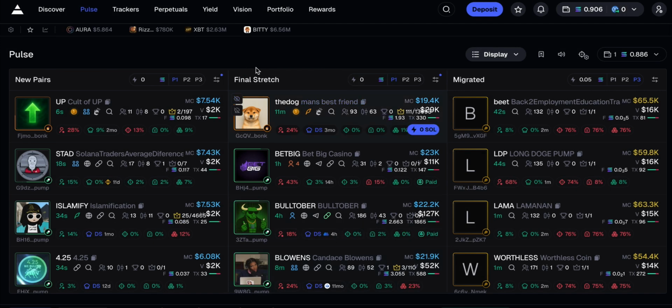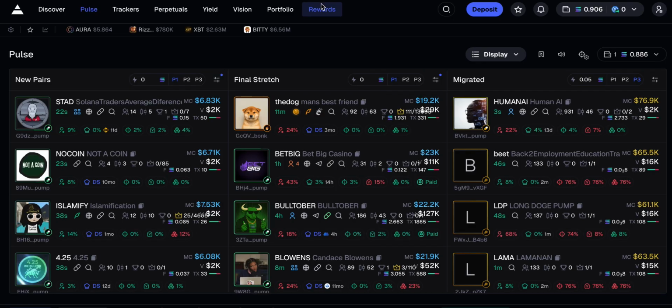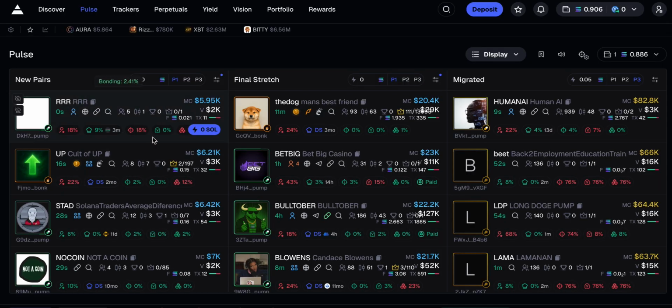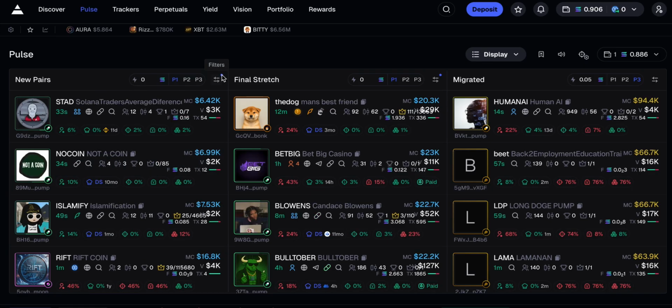But that's exactly why Axiom is the most important platform, because it gives you a lot of helpful tools that help you spot out these obvious rugs. Just even with these little icons and with these filters, it definitely helps out a lot, especially if you're a beginner.